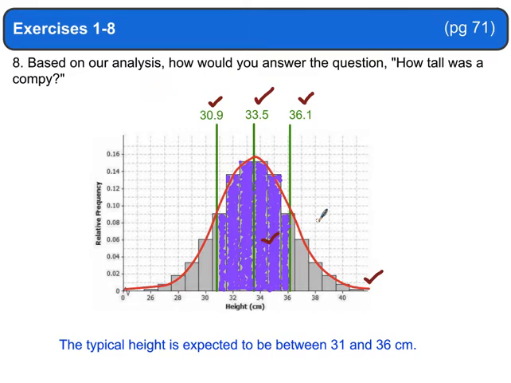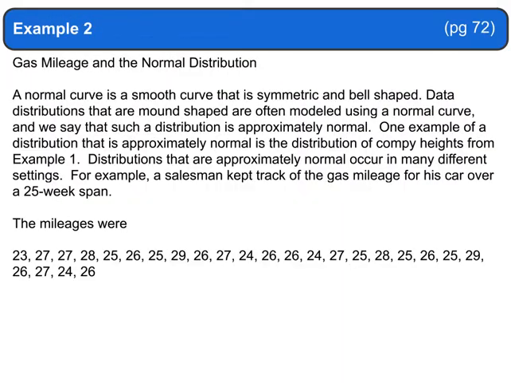We're going to model one more set just so you can see the process go again, start to finish. And so in this one, example number 2, they're going to bring up gas mileage and the normal distribution. So without reading all of this, they're going to talk about a particular model car or something like that. For example, a salesman kept track of gas mileage for his car for over a 25-week span. The mileages are listed below.